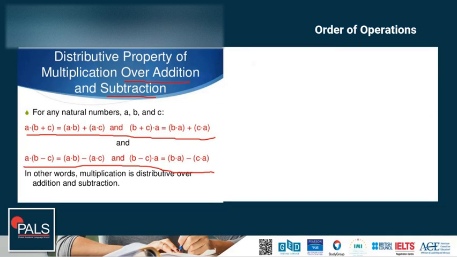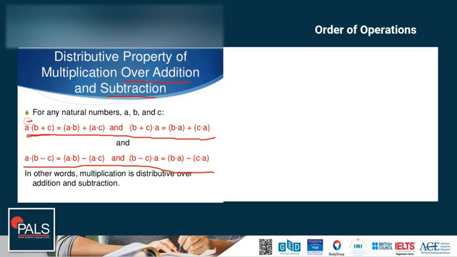Okay, distributive property of multiplication over addition and subtraction. Now below is the rule. If you have an expression A times the sum of B plus C, it is equal to A times B and A times C. So A times B plus A times C.